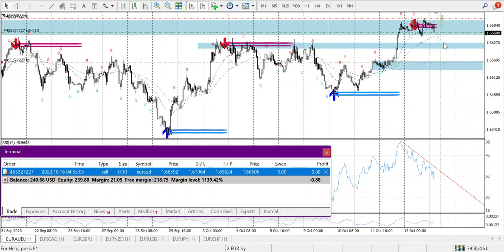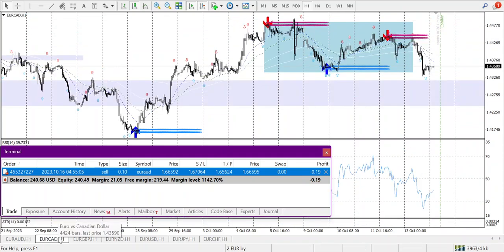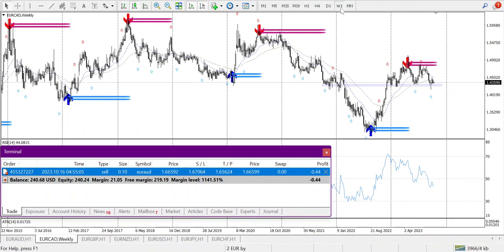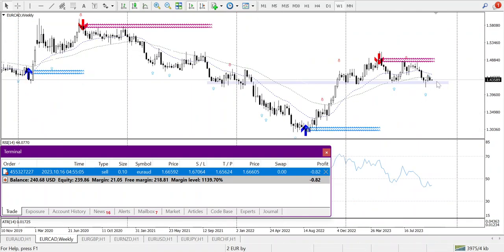So I'm taking a little bit of downfall here and it's going up. This time the stop loss is above the range and I'm not going to make that mistake. Now coming to Euro CAD, in the weekly time frame it had taken the support level but again the market moved up and it formed the doji.